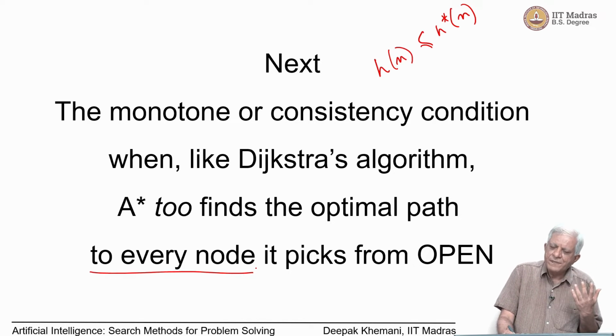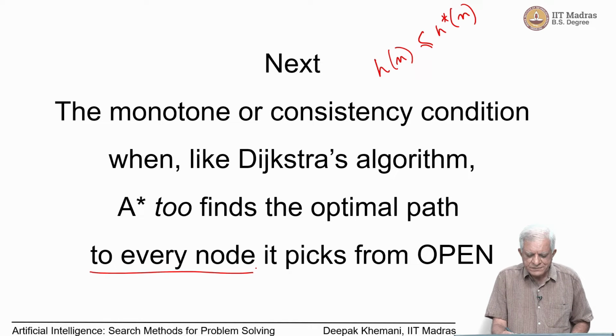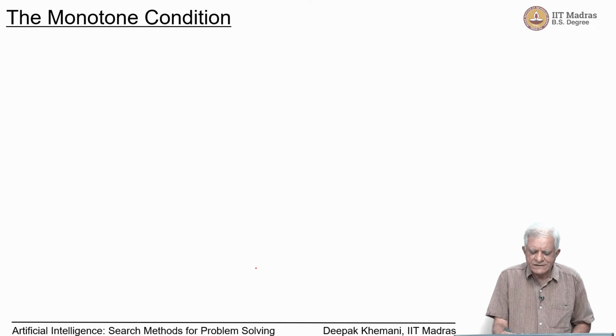But we will also see that the consequence of that will be to look at algorithms in which we can afford to even prune the closed list, but we will come to that later. So, let us look at this monotone condition first.